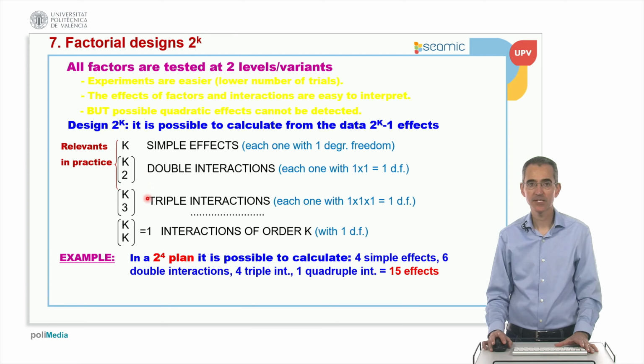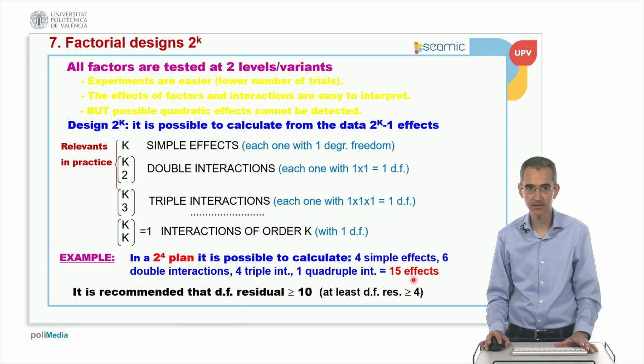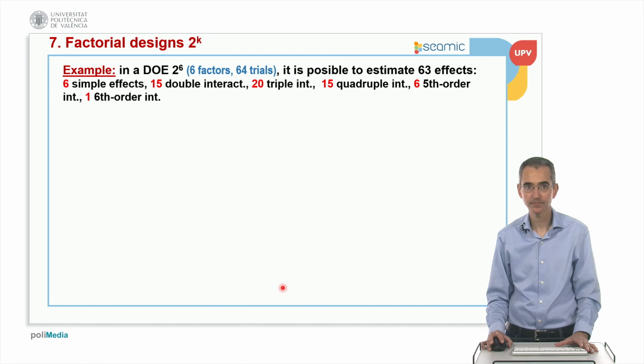Okay. So, for example, imagine that we have a plan 2^k with k=4, which means 4 factors at 2 levels. In this case, it's possible to calculate 4 simple effects, 6 double interactions, 4 triple interactions, 1 quadruple interaction. So in total, 15 effects. But we can assume that most of them are not going to be statistically significant. Also remember that the degrees of freedom of the residual have to be at least 4, but if it is 10 or more, obviously it is much better.